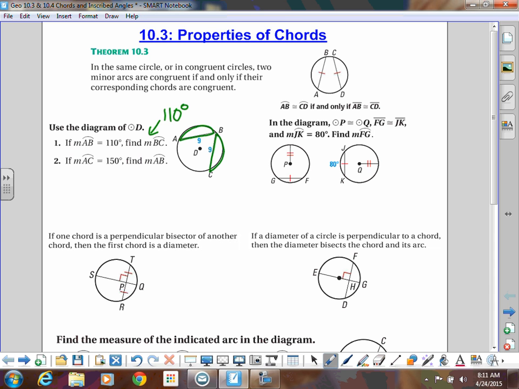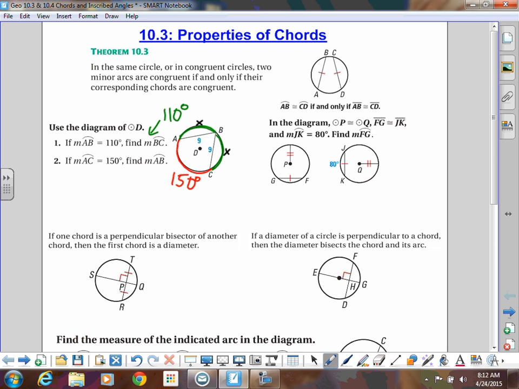All right, now in the second part, it's like we are starting over, so make sure you realize that AB is no longer 110. They're saying that AC is now 150. So from A to C, it's 150 degrees, and now they want us to figure out what is AB. Now remember that AB is still going to be the same thing as BC, and we're starting over, so we can't assume that these are 110.